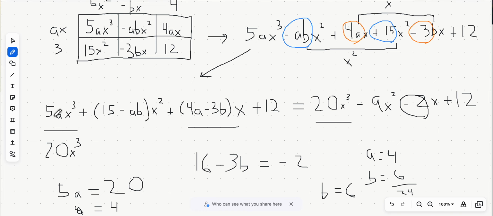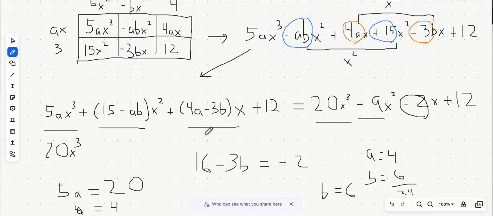Now, I said that you could have solved this a bunch of different ways, and that is true. The easiest way, though, is recognizing that you have a simple 5a equals 20, and then plug in your value of a. I could have plugged in 4 over here, because look at this, the x squared term, I have 15 minus ab. I just need to get that equal to negative 9. So I could have set this up to say 15 minus 4b equals negative 9, and we could have also solved for b and gotten 6 that way too. So a bunch of different ways to do it.